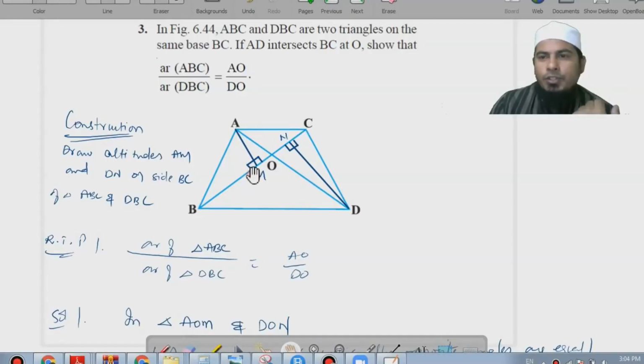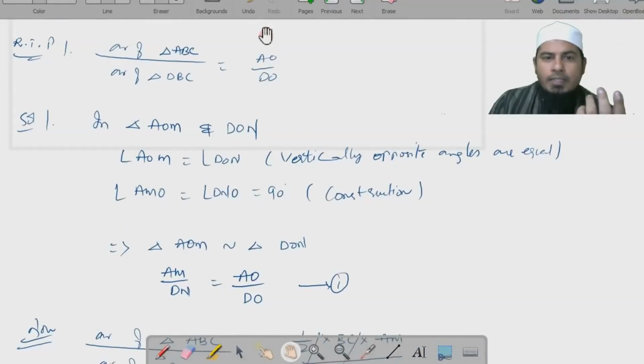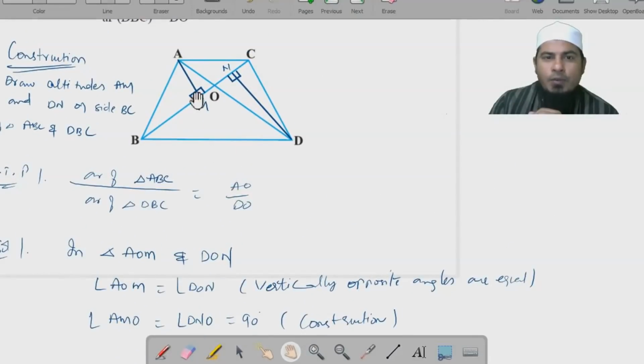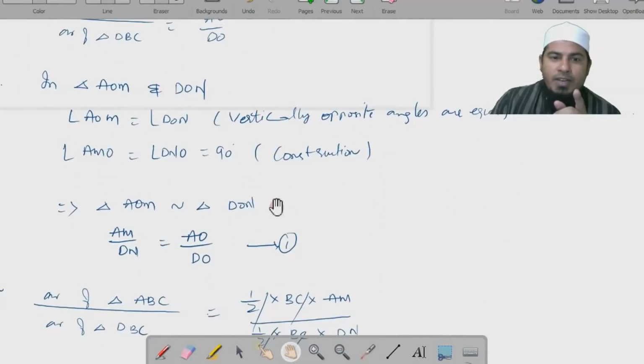Here altitudes are drawn, AM and DN. So when we draw the altitudes, we can prove triangle AOM and triangle DON as similar, and they will be similar with the help of these two angles being equal. Angle AOM is equal to DON, vertically opposite angles are equal, and AMO is equal to DNO because they are 90 degrees. These two triangles are similar, then I can write AM by DN is equal to AO by DO. This result will help here.